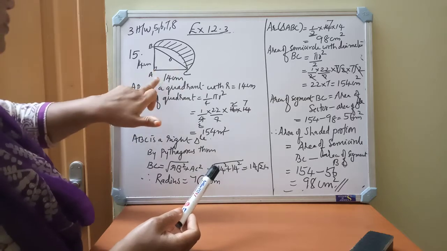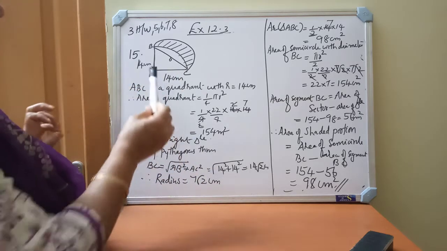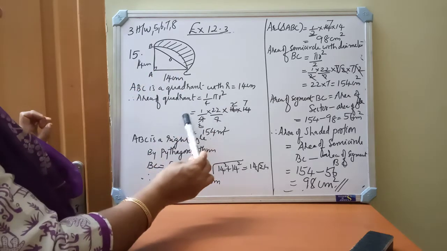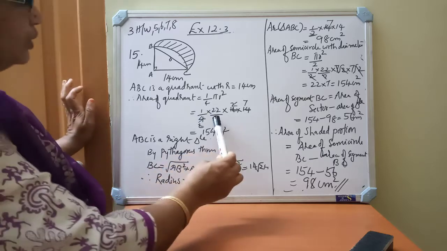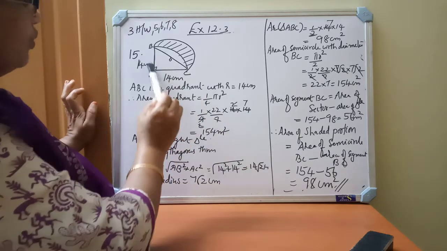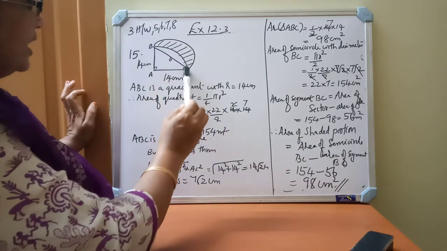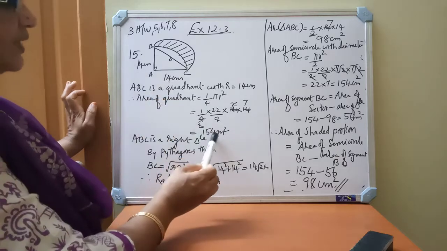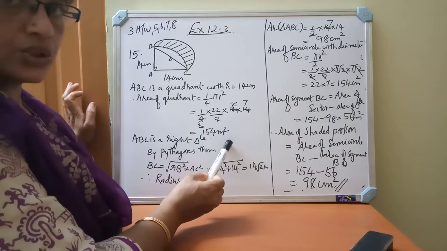with radius 14 centimeter. So 1 by 4 pi r square. So first we must write 1 by 4 into 22 by 7 into 14 into 14. We will get the full area of this quadrant. That is 154 centimeter square.